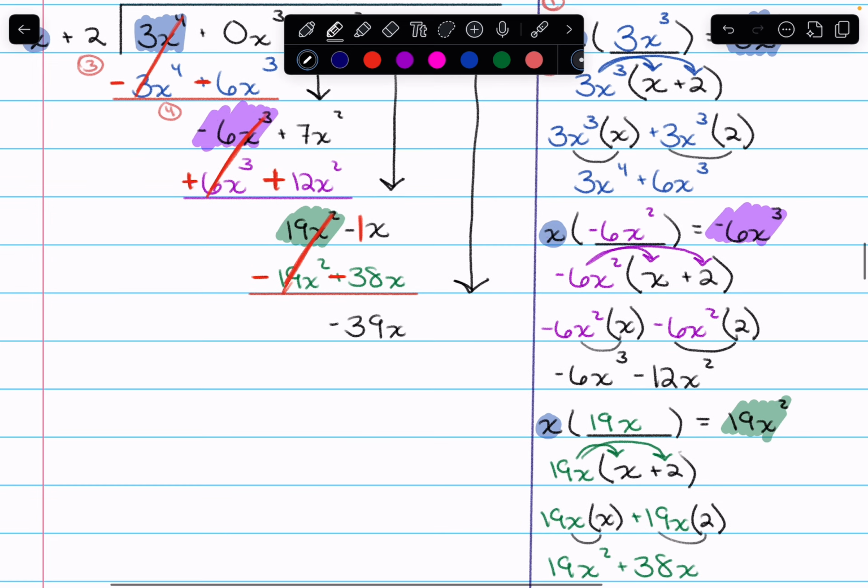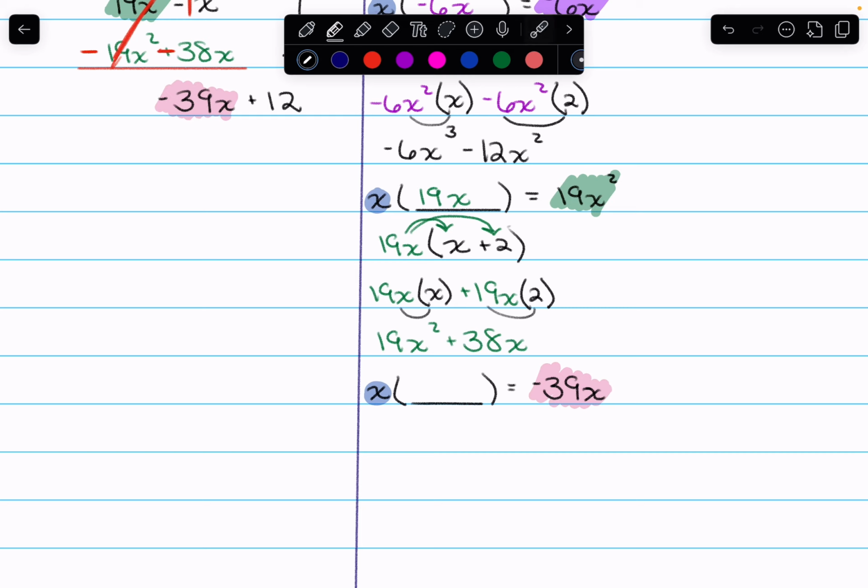Okay, so last time, multiply. What do I multiply the first term of my divisor by to get the first term of my dividend, which in this case is negative 39x. So first term of divisor, and then first term of my dividend. So then I am going to figure out what do I multiply x by to get negative 39x. And that in this case is going to be a negative 39. That's the end of step 1.